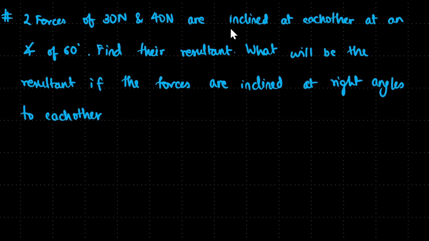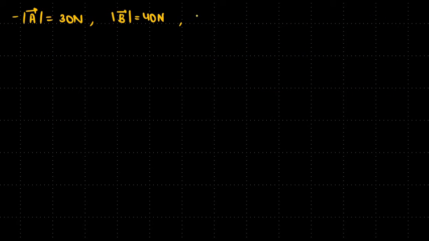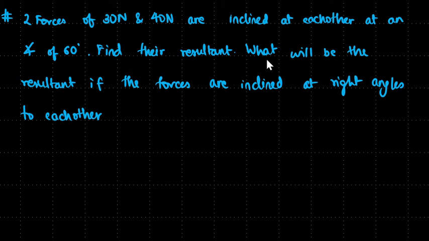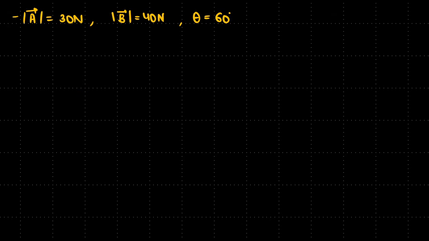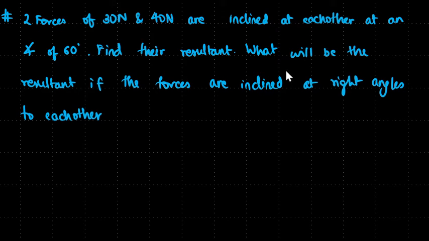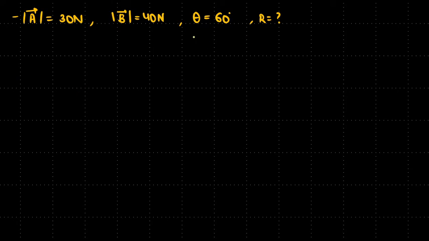Vector B is the second vector and its magnitude is 40 newtons. Going back to the question, they are inclined at an angle of 60 degrees, and we need to find the resultant. We also need the resultant if the forces are inclined at right angles to each other, that is, if theta equals 90 degrees. Everything else remains the same. So now we need to solve this.